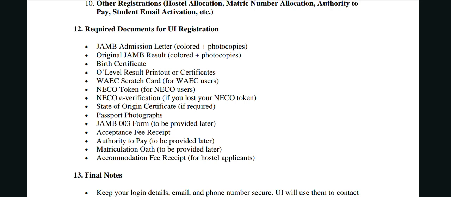So state of origin certificate, if required, you will know. Passport photograph and all that. So all these other things will be explained later whenever the time comes.